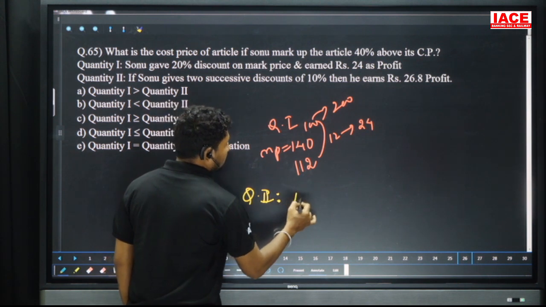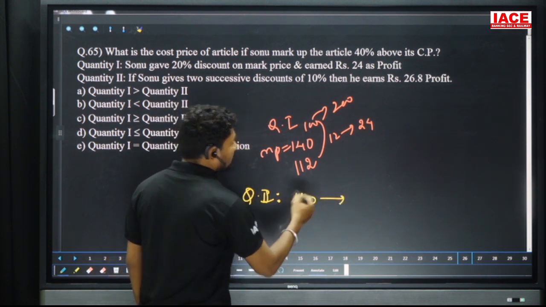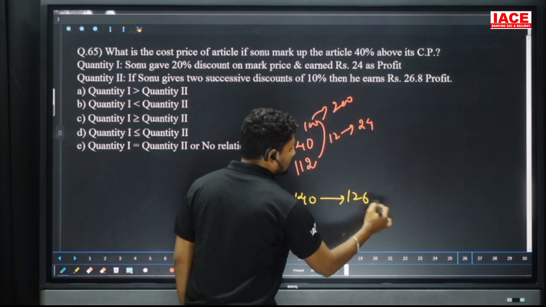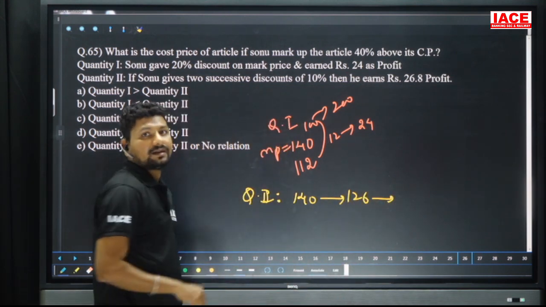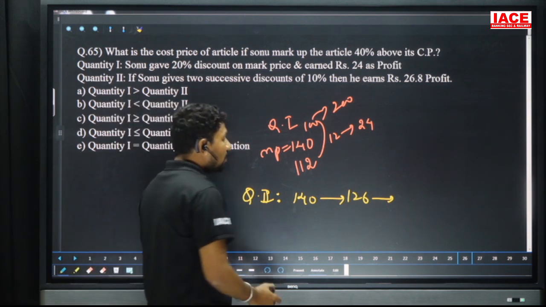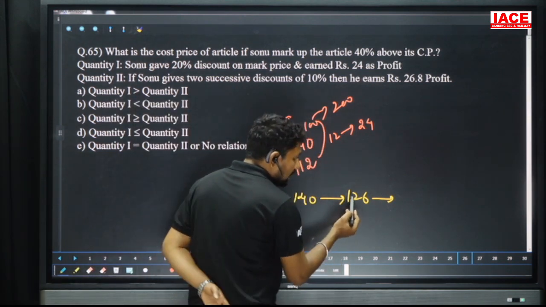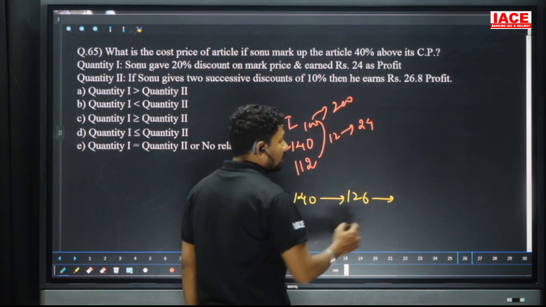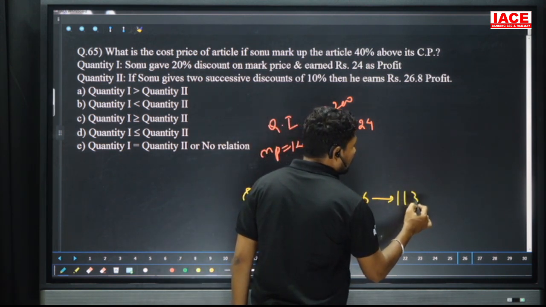Here the market price is 140. Successive discount wise, 14 rupees is discounted, 10%. That means it is equal to 126. Again it is 10%, 12.6 is removed. Look at it, 10 is removed. It is 116, 2 is removed, 114. Then again it is 113.4.